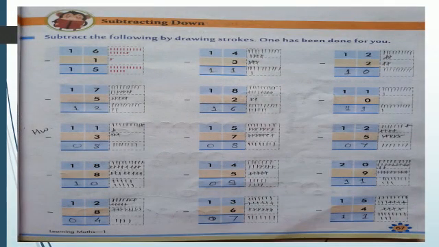Here is our next topic, that is subtracting down. Again, we are going to subtract the numbers by drawing strokes. See the first example, 16 minus 1. So our first number is 16. So we have to draw 16 strokes beside 16 and 1 stroke beside 1.